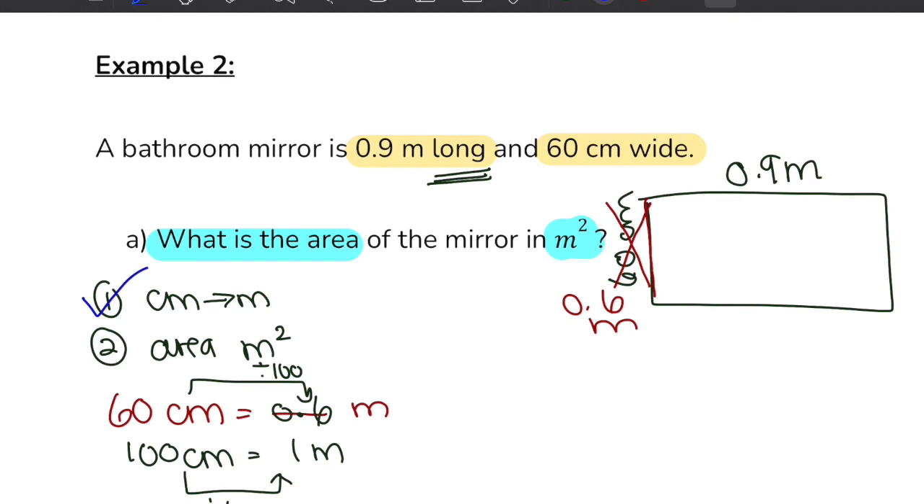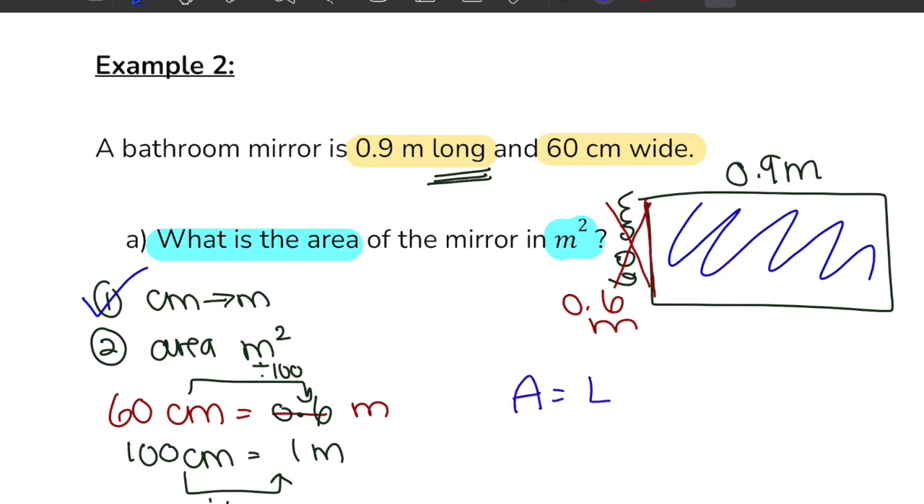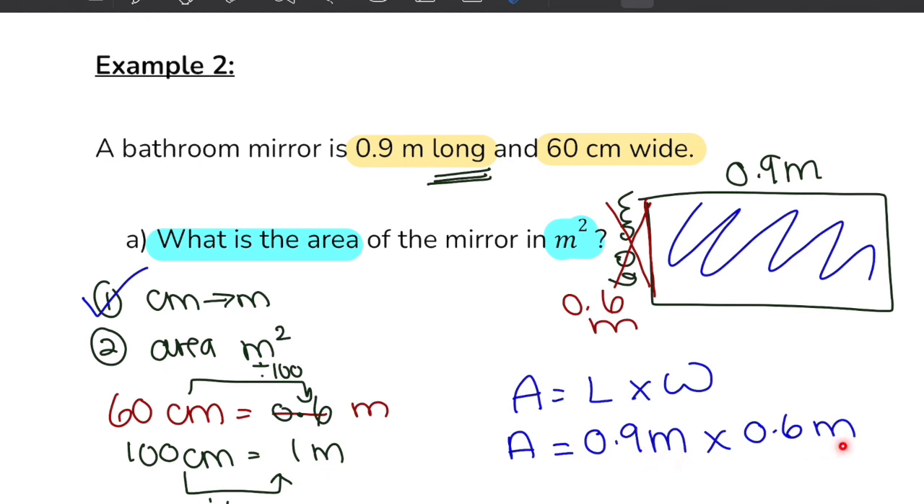Now let's work on step number 2, which is calculating the area, the space inside. So area is equal to length multiplied by width. And in this case, my length is 0.9 meters and my width is 0.6 meters. Now look at how nice this is. The units are the same. That's wonderful. And now we're going to multiply 0.9 by 0.6 using our calculator. And we should get 0.54 meters squared. So we have answered the first question. The area of the mirror is 0.54 meters squared.